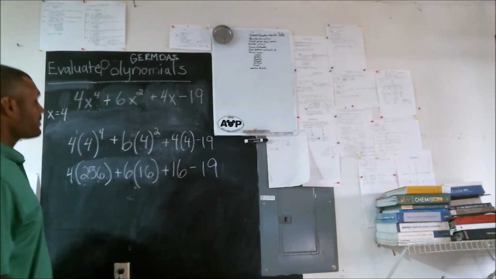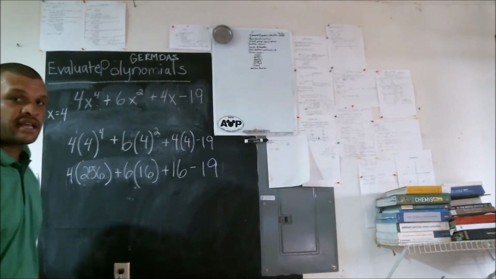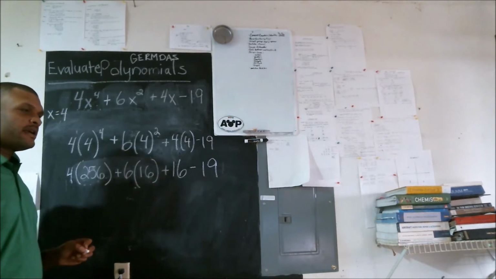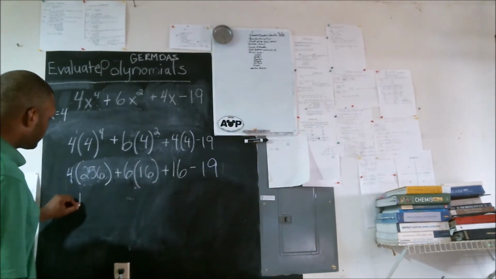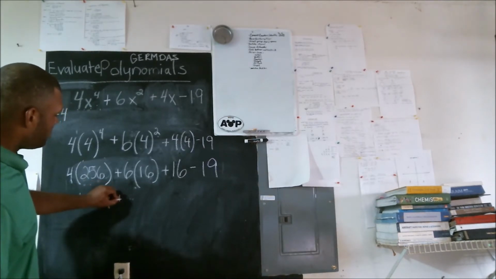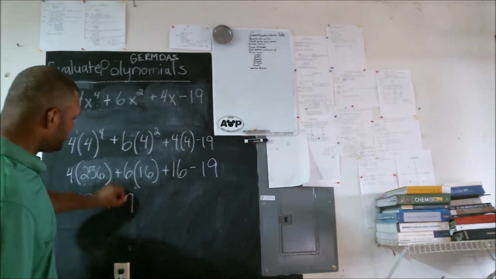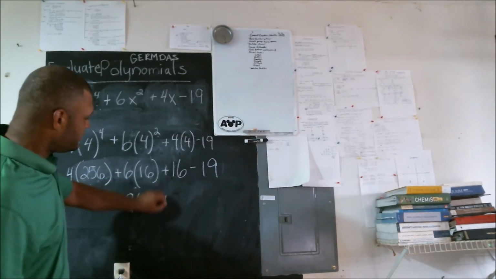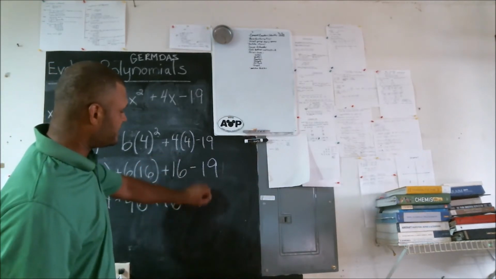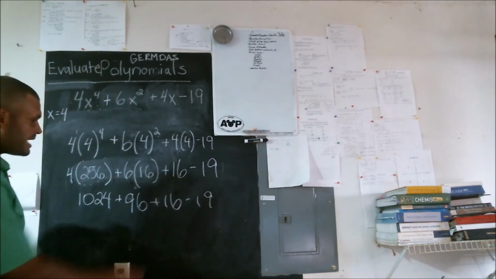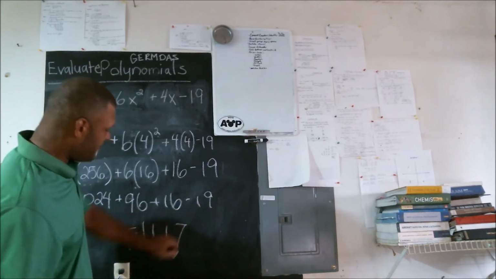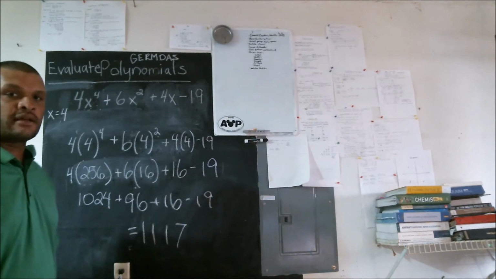Now the next thing we're going to do is continue on with the multiplication. That's the next in our GERMDAS. 4 times 256 is 1,024. 1,024 plus 6 times 16 is 96, plus 16 by itself, minus 19. What we're going to get from this, our answer, is 1117. And we just evaluated that expression.